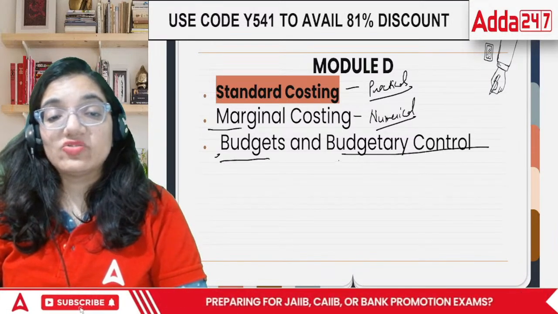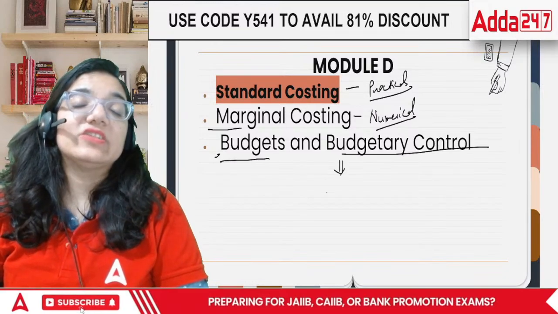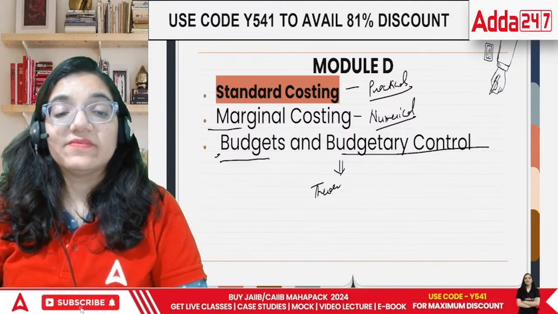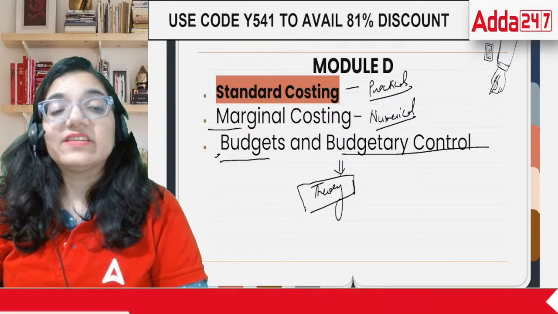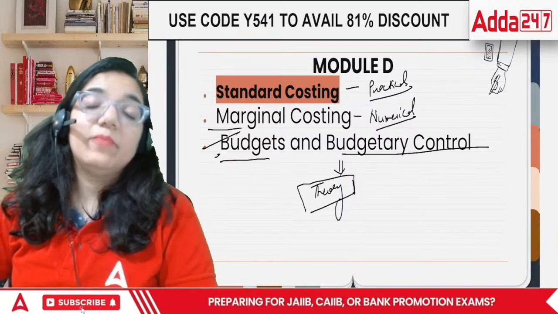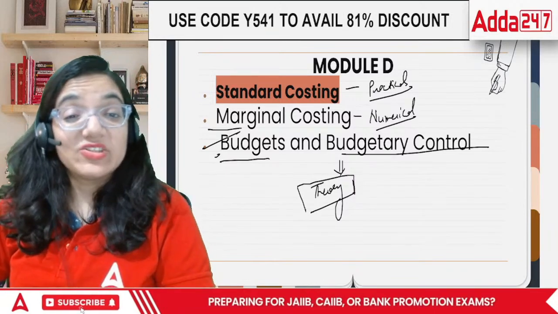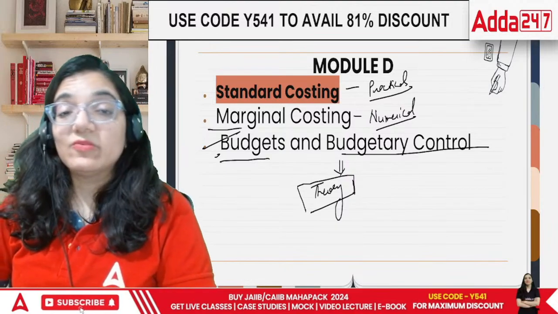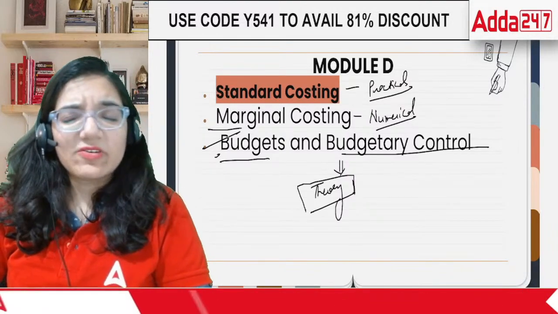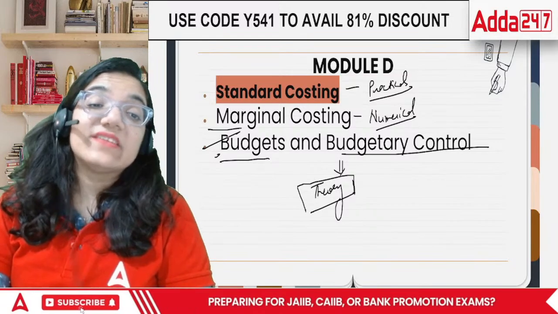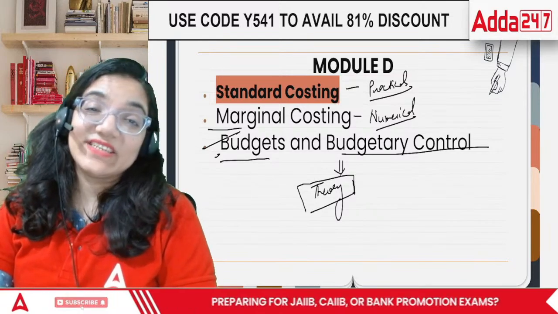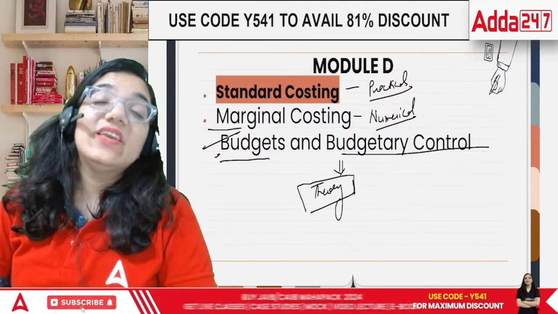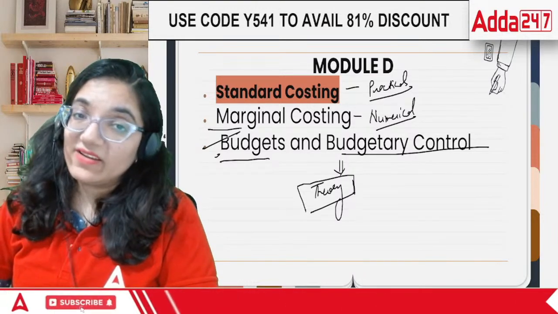Budgets and budgetary control. This particular topic is more or less based upon the theory area of costing. But I would say this is scoring. Budget and budgetary control is scoring. Marginal and standard, for anybody who has less knowledge of the practical portion, they will get a lot of confusion because there are many formulas in standard costing. There are a hell of a lot of formulas. So for all those formulas, you require a lot of practice.